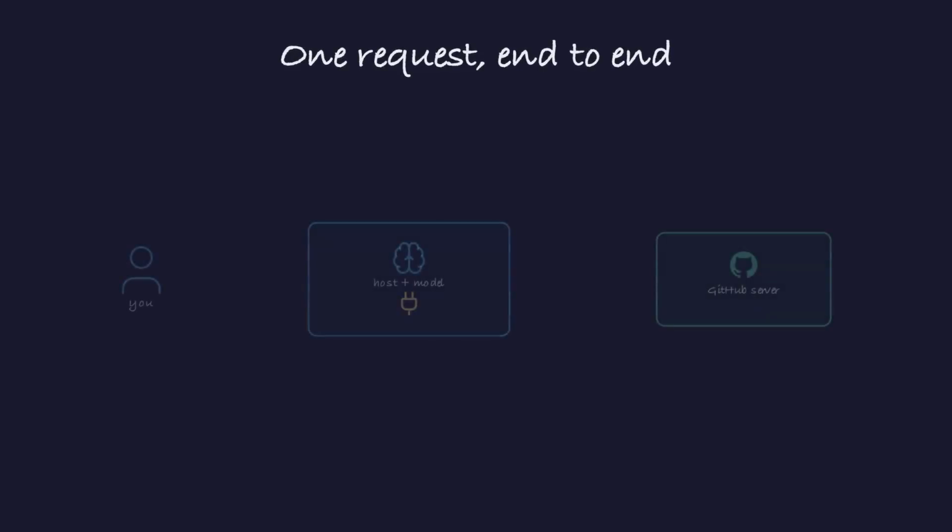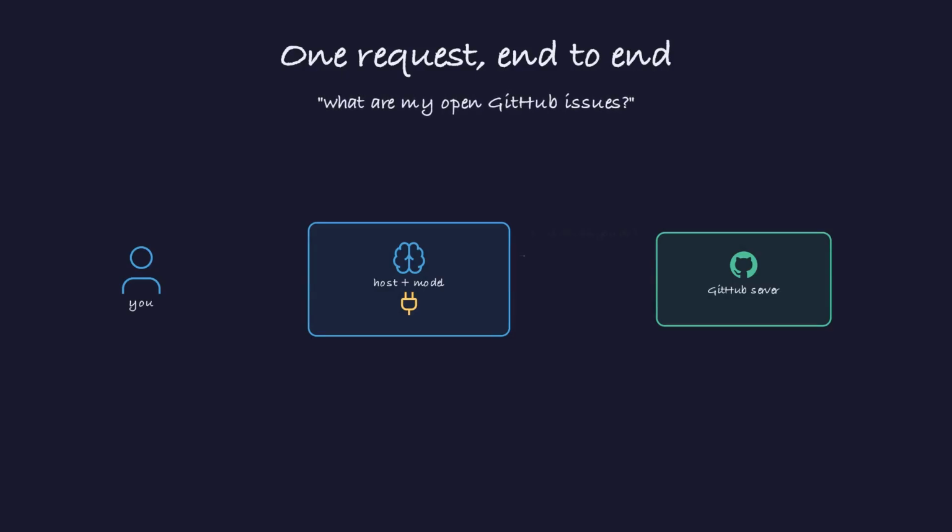Let's watch one real request. You ask your AI, what are my open GitHub issues? When it connected, the client already asked the server what can you do, and the server replied with a menu of its tools, each with a plain language description. That menu gets shown to the model. The model goes, I need the list issues tool, and requests it.